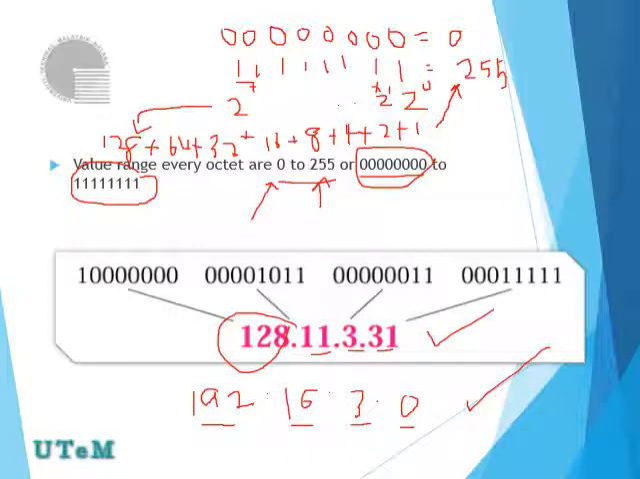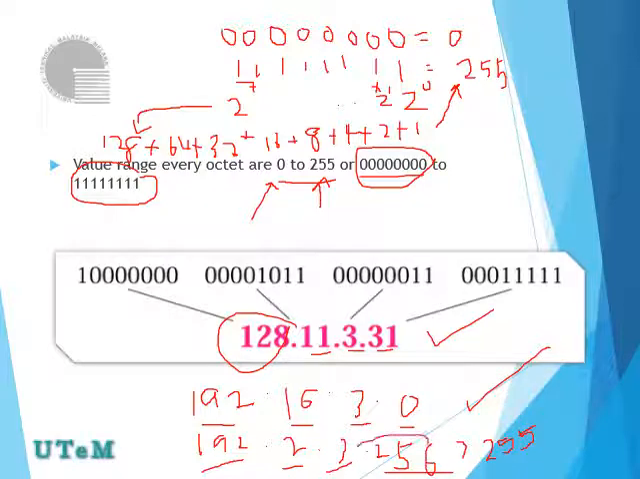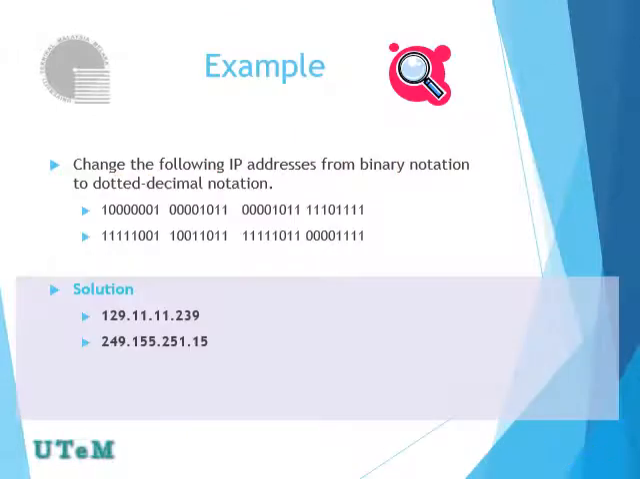So if you are given, let's say, 192.2.3.256. Is this a valid IP? Check whether 192 is within 0 to 255. 2 is within that range. 3 is within that range. How about 256? 256 is greater than 255. So this is out of the range. So this is an invalid IP. Okay, so this is an example. I think you can have a look.